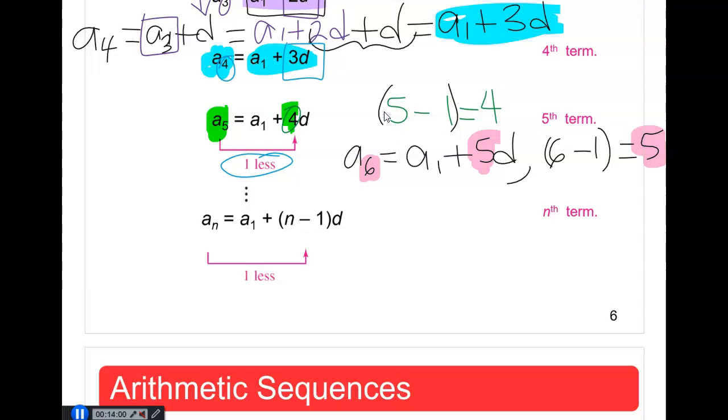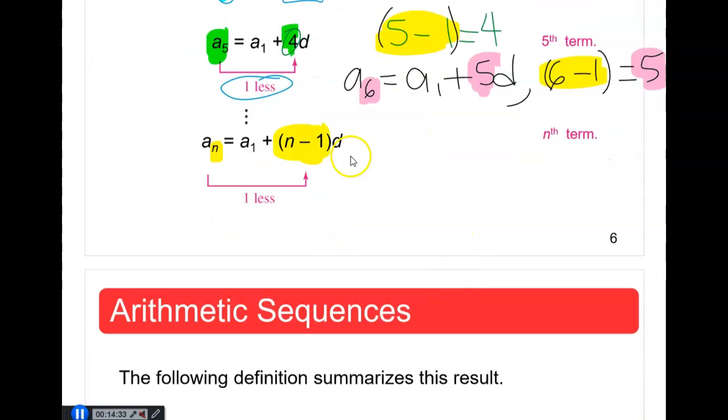So if we generalize that, 5 minus 1 or 6 minus 1 or 4 minus 1, 3 minus 1, depending on the subscript of the term, we could always say that it will be 1 less than the subscript. So in general, if the subscript is n, then we will use n minus 1, just like we did with 6 minus 1, 5 minus 1, 3 minus 1, 4 minus 1, and all those terms.